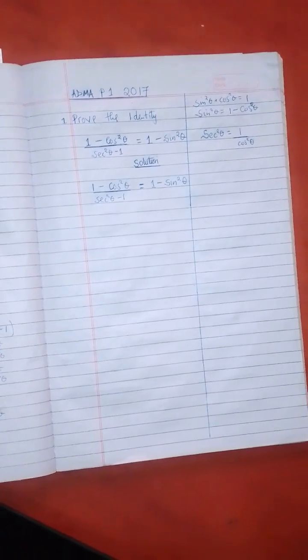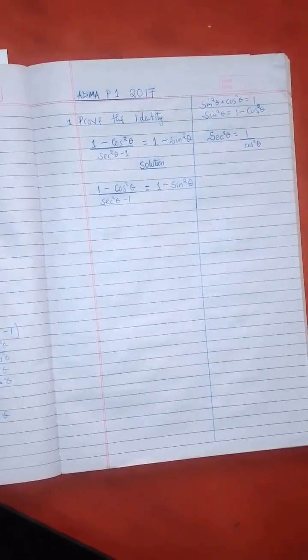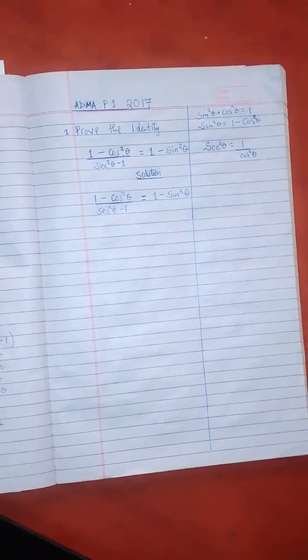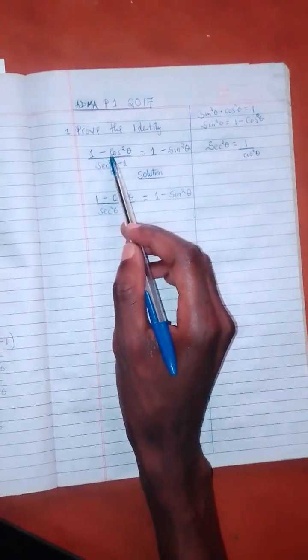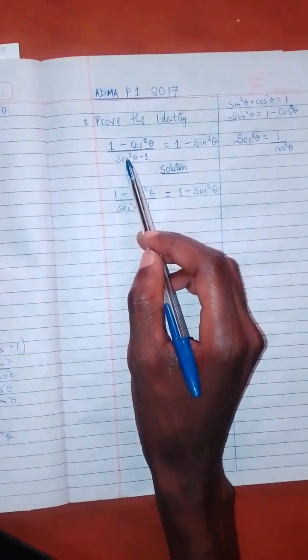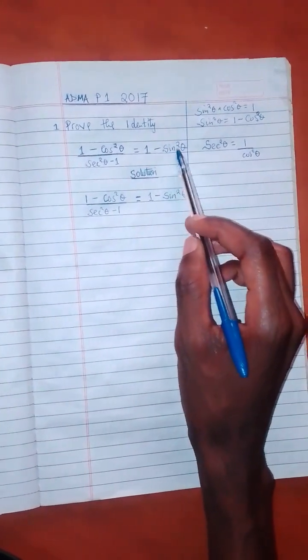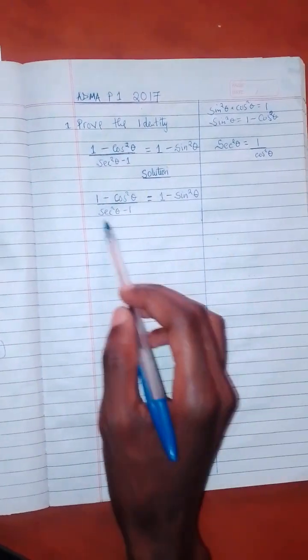Okay, I welcome you to this lesson where I will prove this identity. It's coming from Additional Mathematics, Paper 1, 2027. So we are saying, prove the identity (1 minus cos squared theta) over (secant squared theta minus 1) is equal to 1 minus sine squared theta. Okay, so this is the identity they want us to prove.